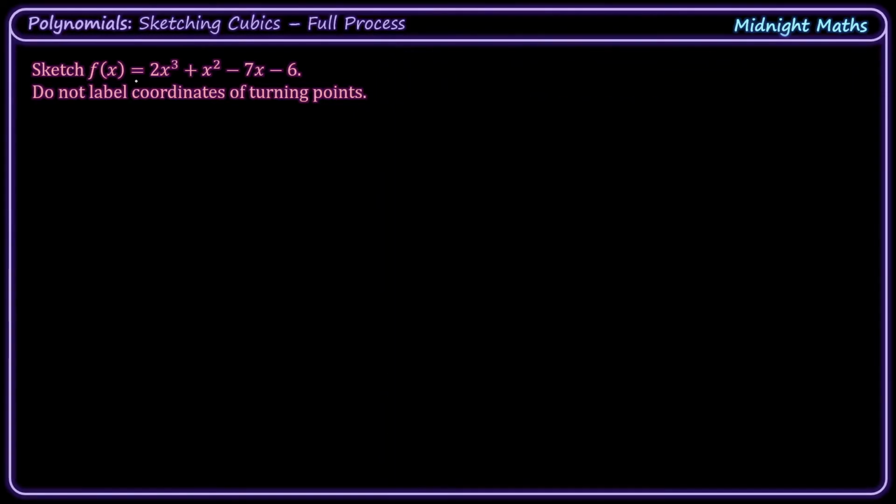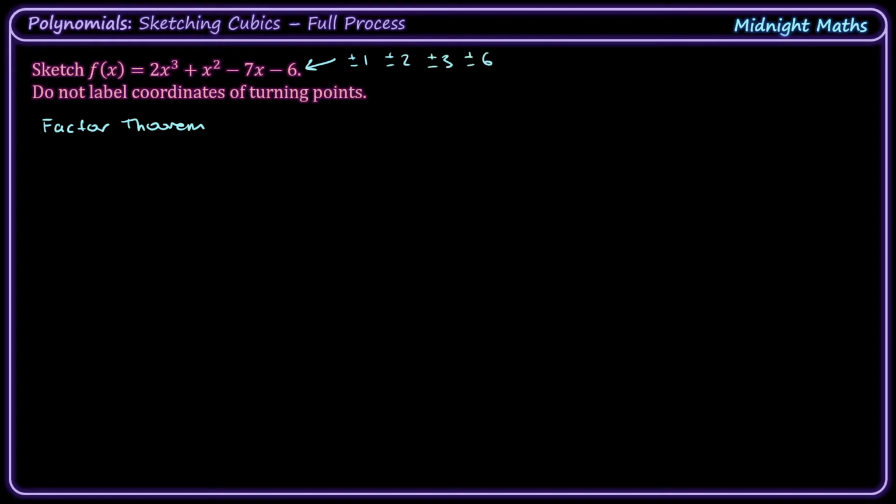So let's begin. We need to start by factorizing this polynomial fully, which we'll start by using the factor theorem. For the factor theorem, we're going to test various factors of the final constant term, which is 6. So the factors that we'll test are plus or minus 1, plus or minus 2, plus or minus 3, and plus or minus 6.